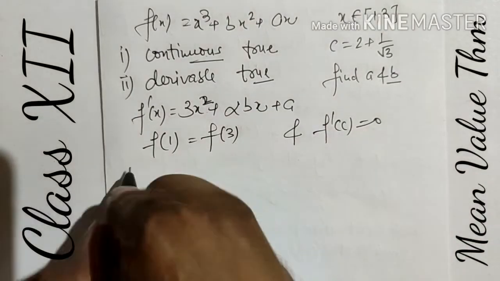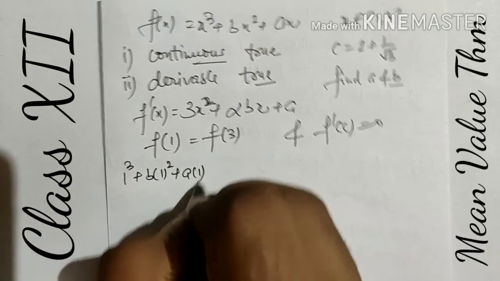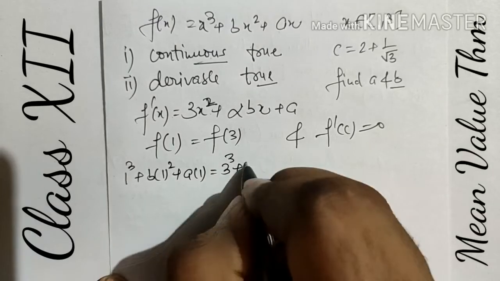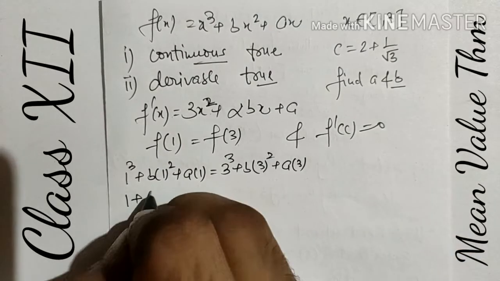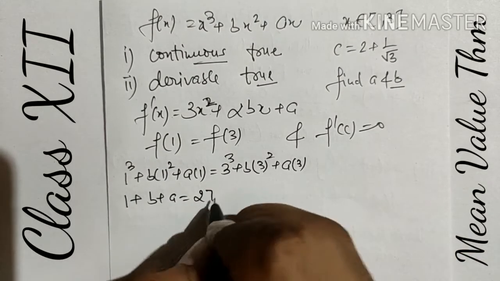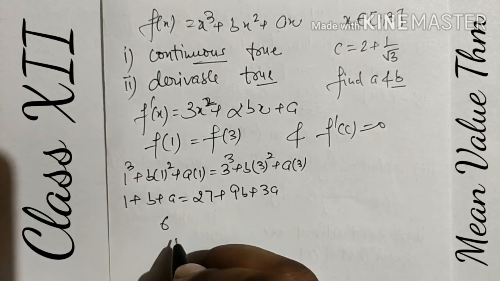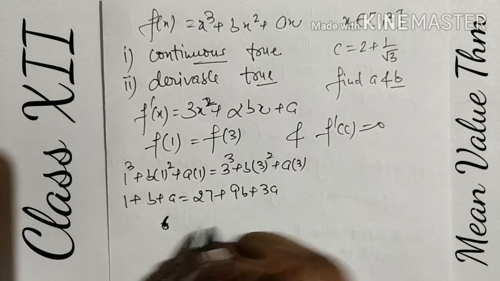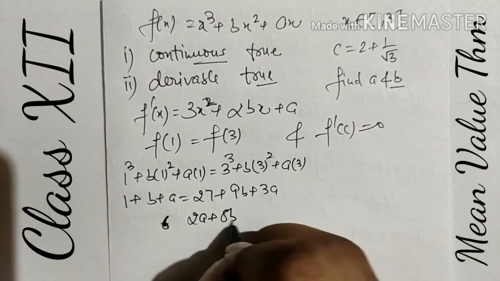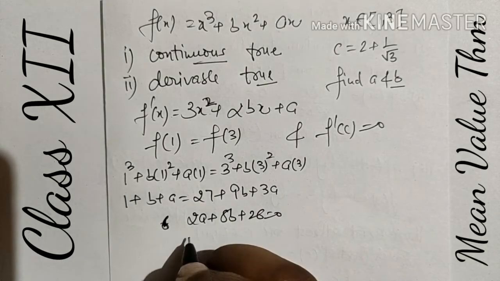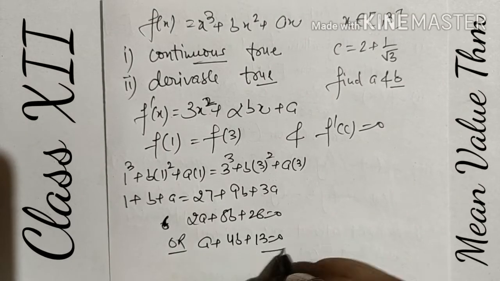So using these two conditions, cube of 1 plus b with square of 1 plus a with 1 is equal to cube of 3 plus b with square of 3 plus a with 3. We get from here 1 plus b plus a is equal to 27 plus 9b plus 3a. From here we get 2a plus 8b plus 26. So overall we can say from here a plus 4b plus 13 is equal to 0, this is the first result.